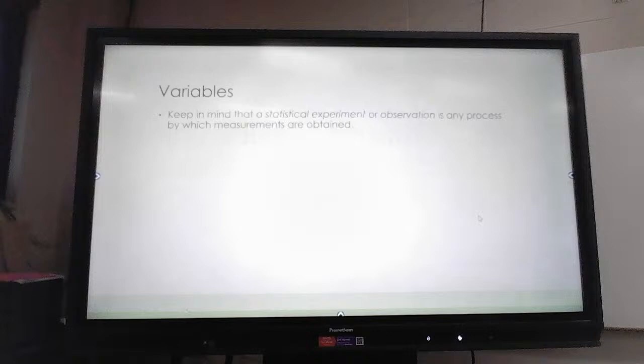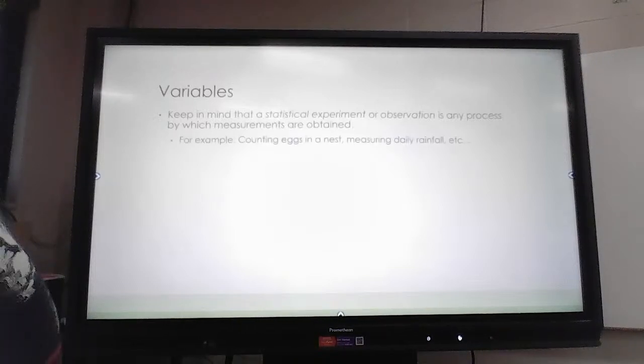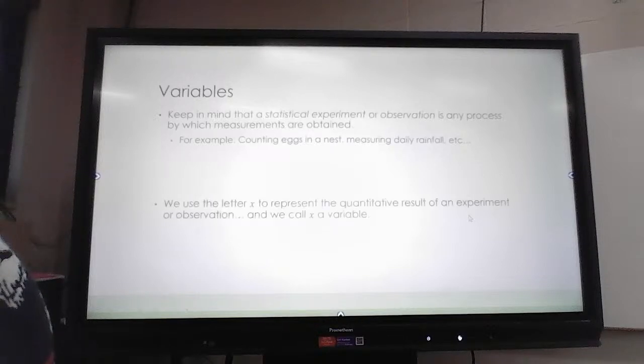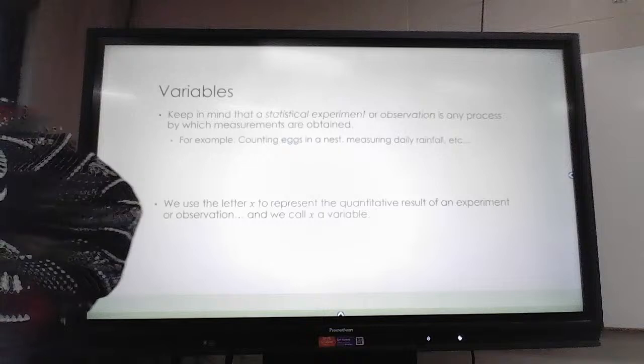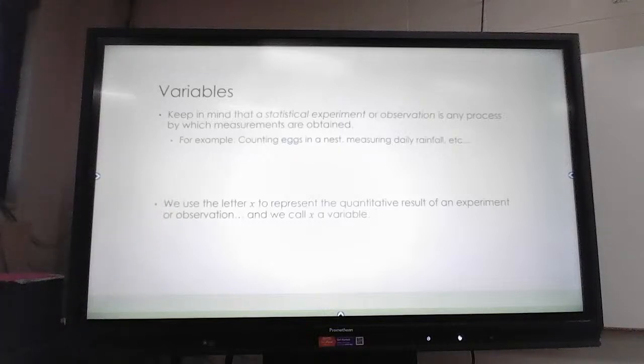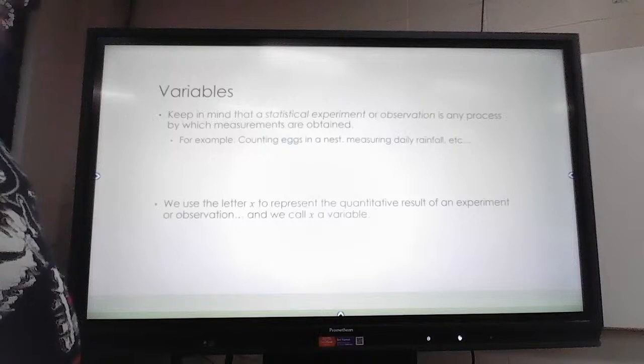So when we're talking about variables in this particular section, keep in mind that a statistical experiment or observation is any process by which measurements are obtained. Like if we were counting eggs in a nest or measuring daily rainfall and things of that nature. So we use the letter X to represent the quantitative result of an experiment or observation. And we call X a variable. Just like we call X an unknown in a math equation, we're using X to represent an unknown quantitative result of an experiment or an observation.